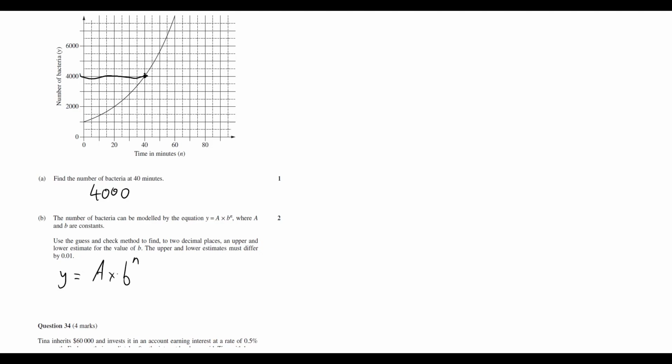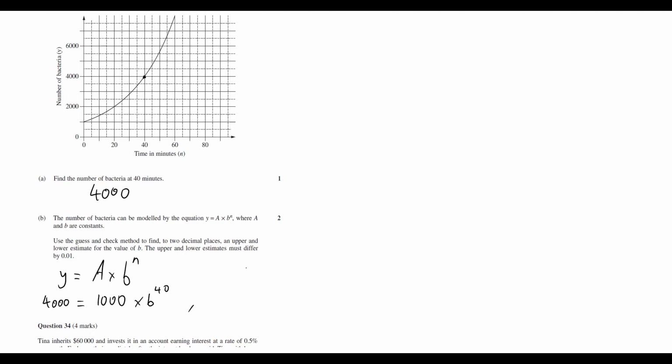So y equals a times b to the n. Alright, so y is going to be the number of bacteria, and n is the number of minutes. So let's use that point that we were just looking at. So when y equals 4,000 and n equals 40. So what happens then is we have 4,000 equals a, which we'll leave blank for a little bit, times b to the power of 40. Okay, so what is a? So a is our y-intercept. So a is actually just going to be 1,000. So we can put that in there now. So 4,000 equals 1,000 times b to the power of 40.